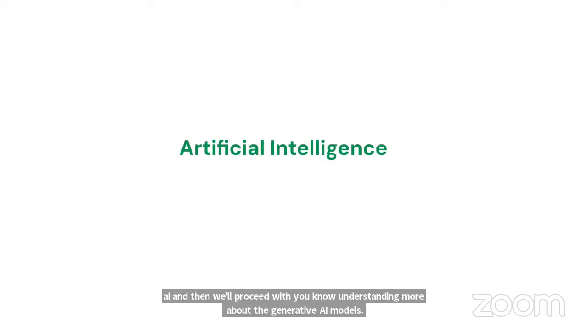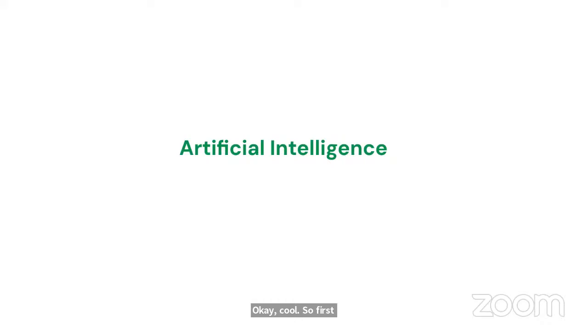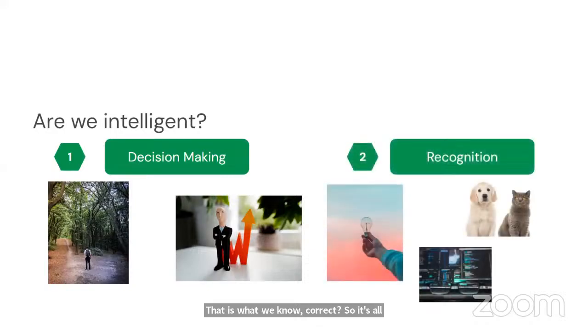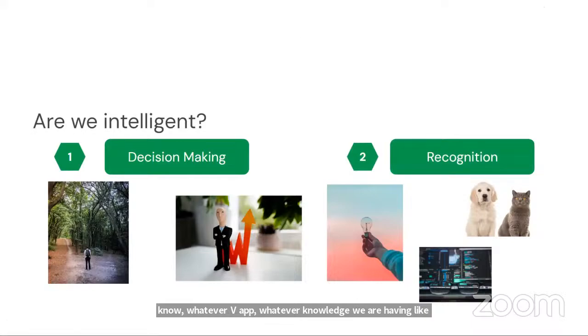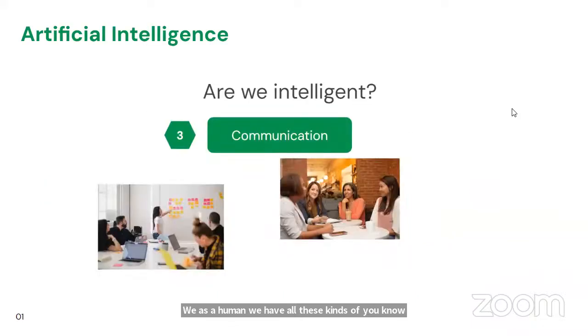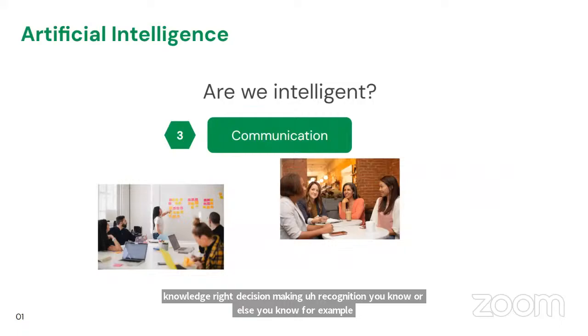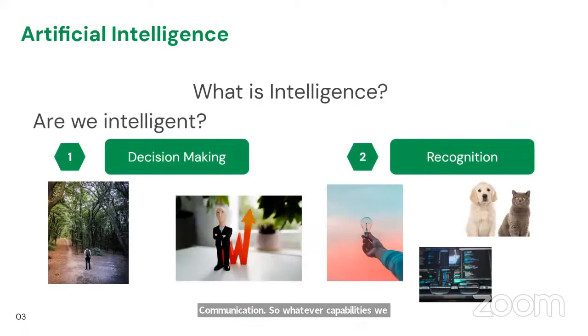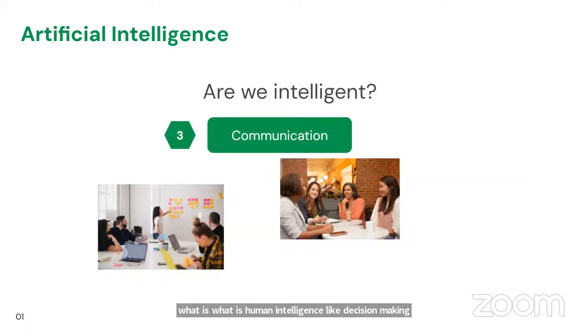Okay, cool. So first thing, what is AI? As everyone knows, AI is all about making machines intelligent, right? Whatever knowledge we have, like decision making, recognition skills, or communication. When you say human intelligence, what is human intelligence? Decision making, recognition capability, or communication capability, whatever we are having.